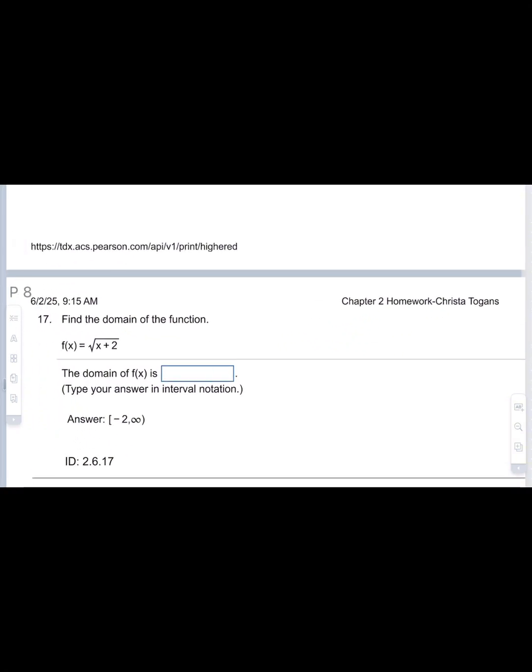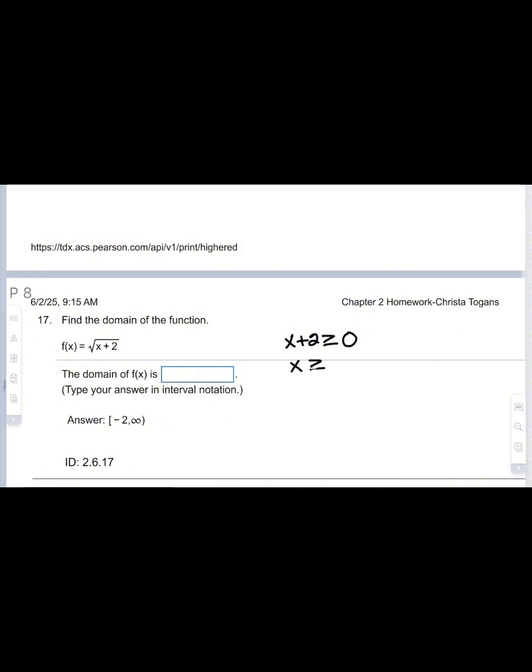And then moving on to number 17, find the domain of the function. You take x plus 2 and you make it greater than or equal to 0 because the square root cannot be negative. And that is where you get your bracket, -2 to infinity. So we're talking about all of the x's that are greater than or equal to -2.